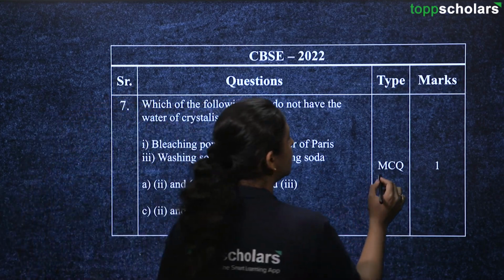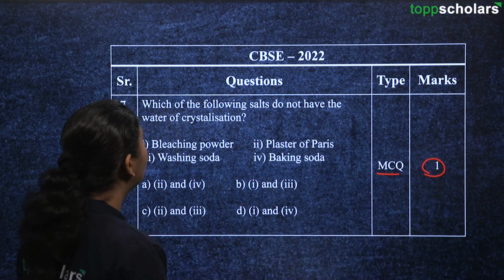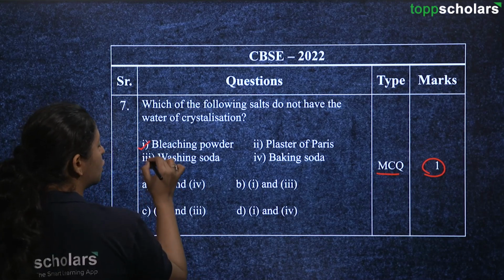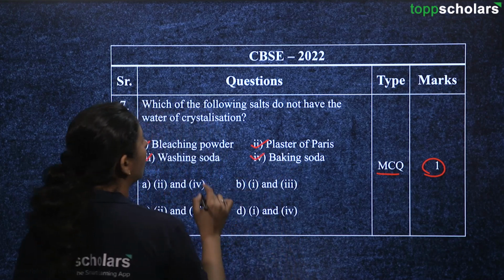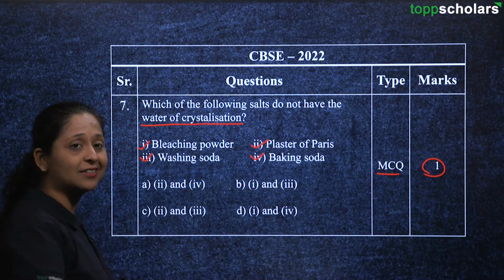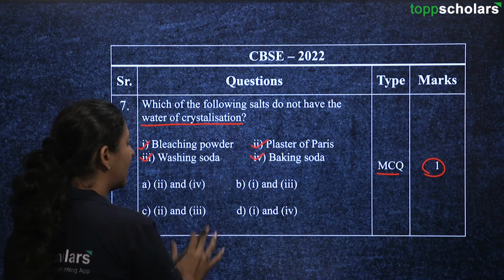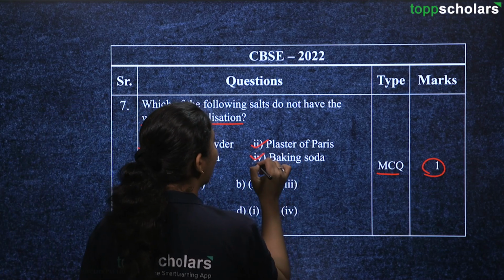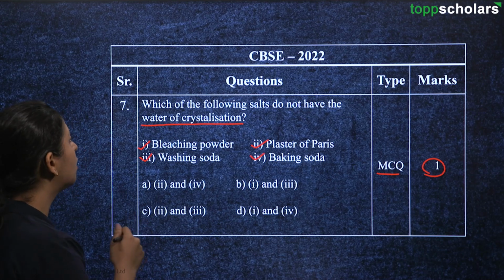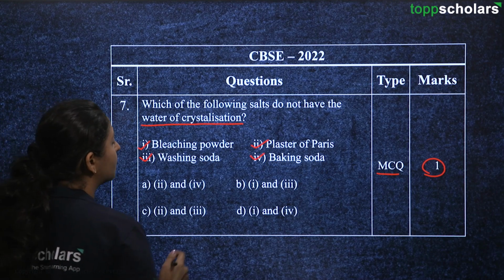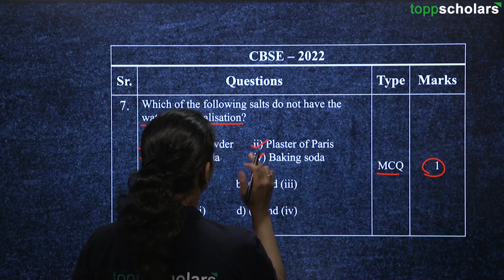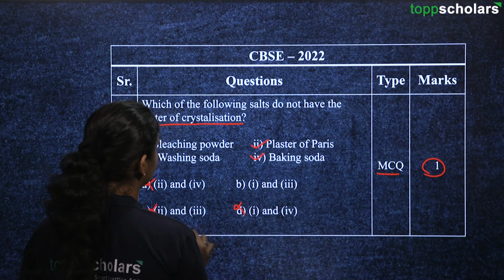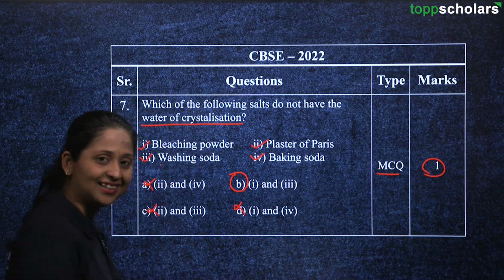From the same year paper, students, one more multiple choice question. Which of the following salts do not have the water of crystallization? So you have bleaching powder, washing soda, plaster of Paris and baking soda. Which of these do not have the water of crystallization? So you are provided with 4 different types of samples and accordingly you can answer. So for example, plaster of Paris and baking soda, both of these have the water of crystallization, correct? Whereas, so you can eliminate your options accordingly. So second and fourth should not be in the option. So your answer comes out to be 1 and 3.